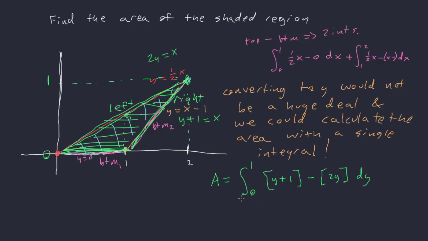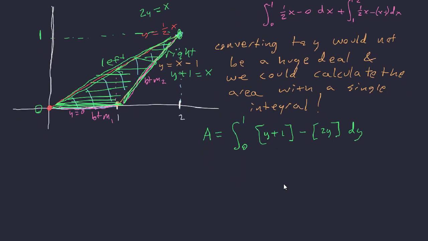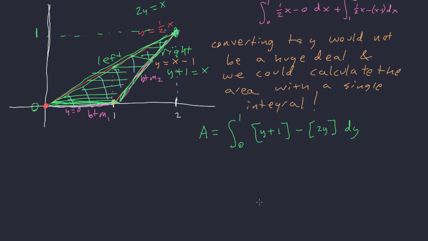And there we go. We've set this area up in terms of a single integral. So if you have a case where it would require 2 or more integrals to find the area, but you see that it would be easy to convert, well, just do it. Okay?